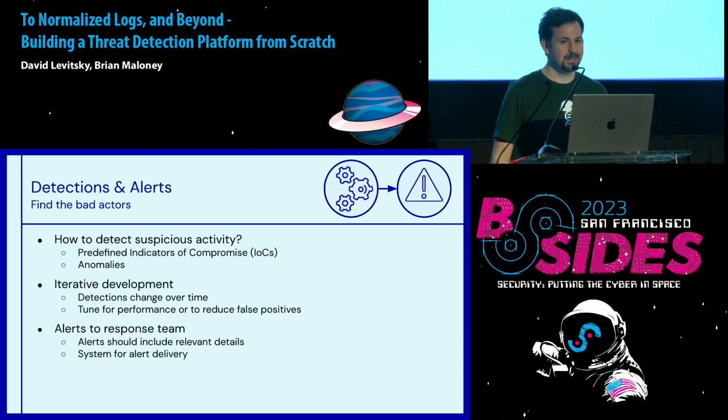But it's important to be able to run iterative development of those detections because they do change over time, and you want to be able to tune the performance as things change in your environment. And you also want to be able to reduce false positives because there's a human cost to this in the next step. Finally, those alerts go to the response team. They need the details about what happened and how they can investigate it. So you do need to have some kind of a system for alert delivery.